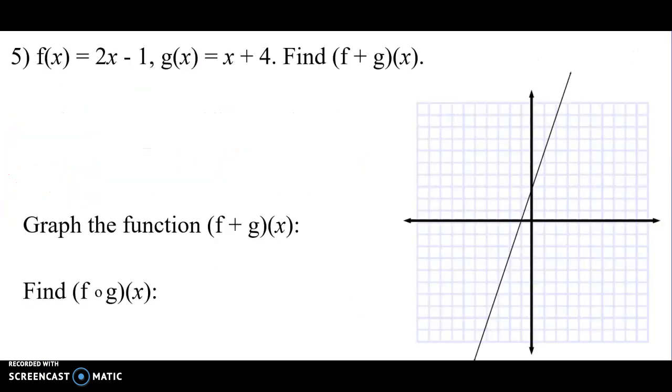Okay, so I'm going to go to number 5 first, actually. I'm going to skip around here. So go to number 5. We have two functions here. One of them is f. I'll do that one in red. And one of them is g. I'll do this one in blue.